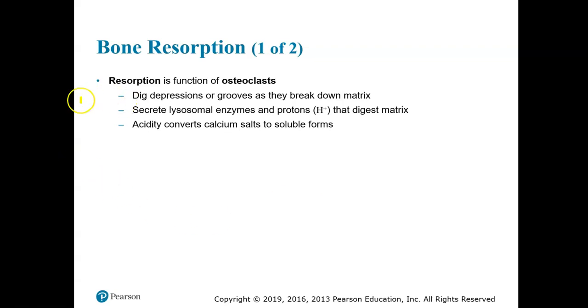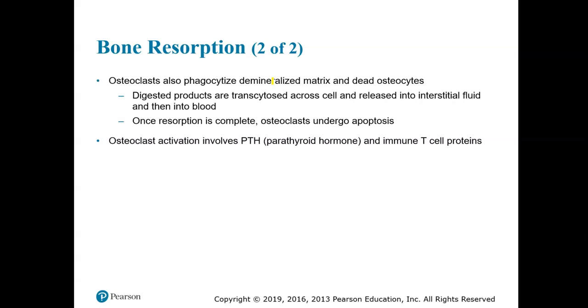The osteoclasts are the ones that function in bone resorption. And when they break down the bone tissue, that releases calcium into our blood. So it raises our blood calcium levels. And osteoclasts are activated by PTH, or parathyroid hormone.